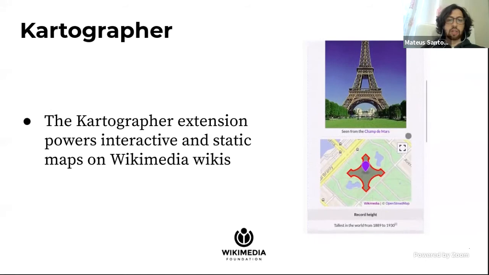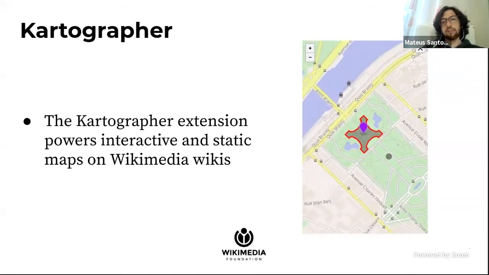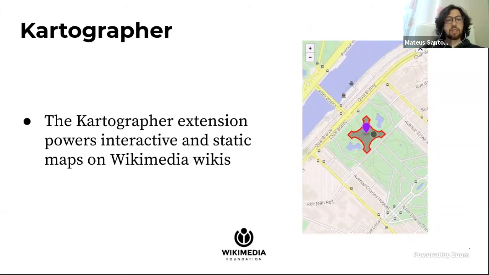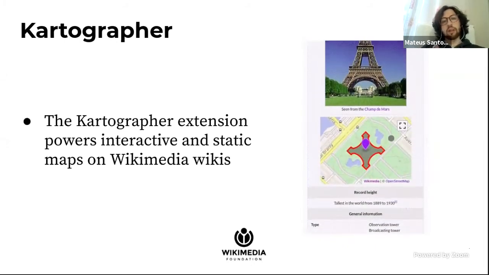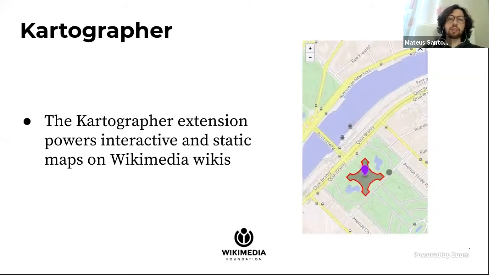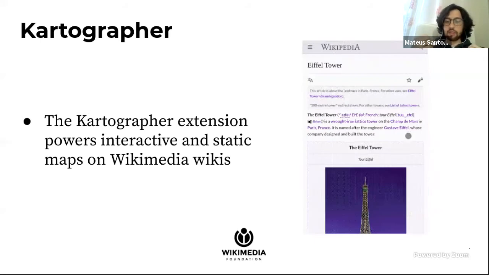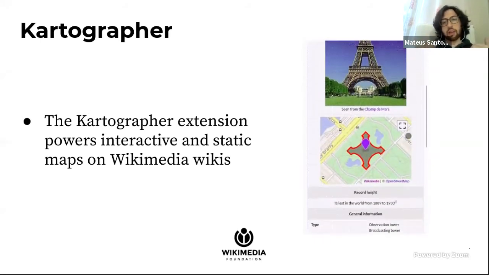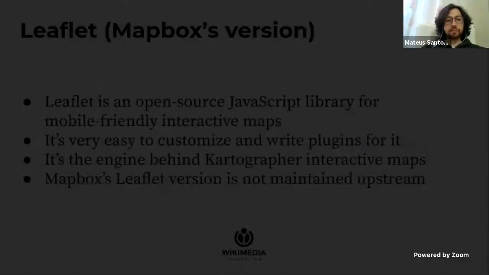Kartographer is an extension to show an interactive map on a Wikipedia page. You can have an interactive map and also a static map, depending on the settings that we have on the Wikipedia project. But basically, it wants to deliver interactive content to the public.